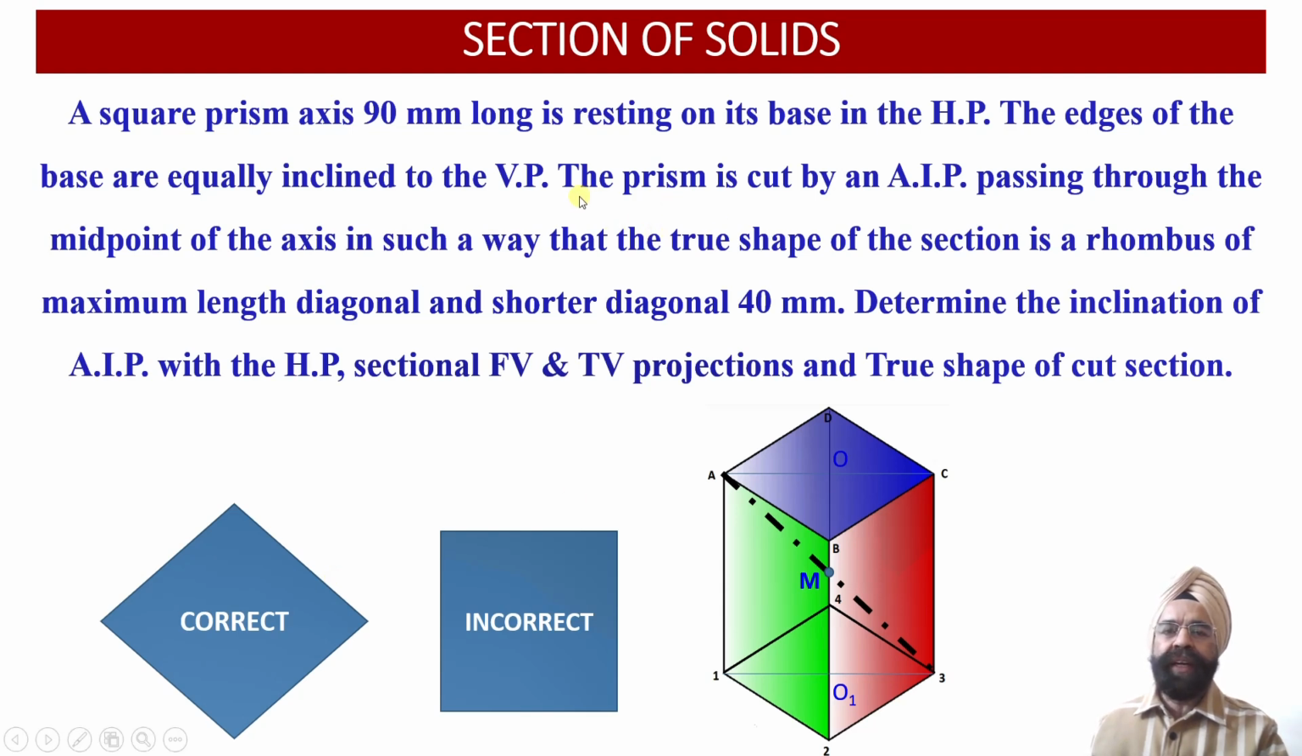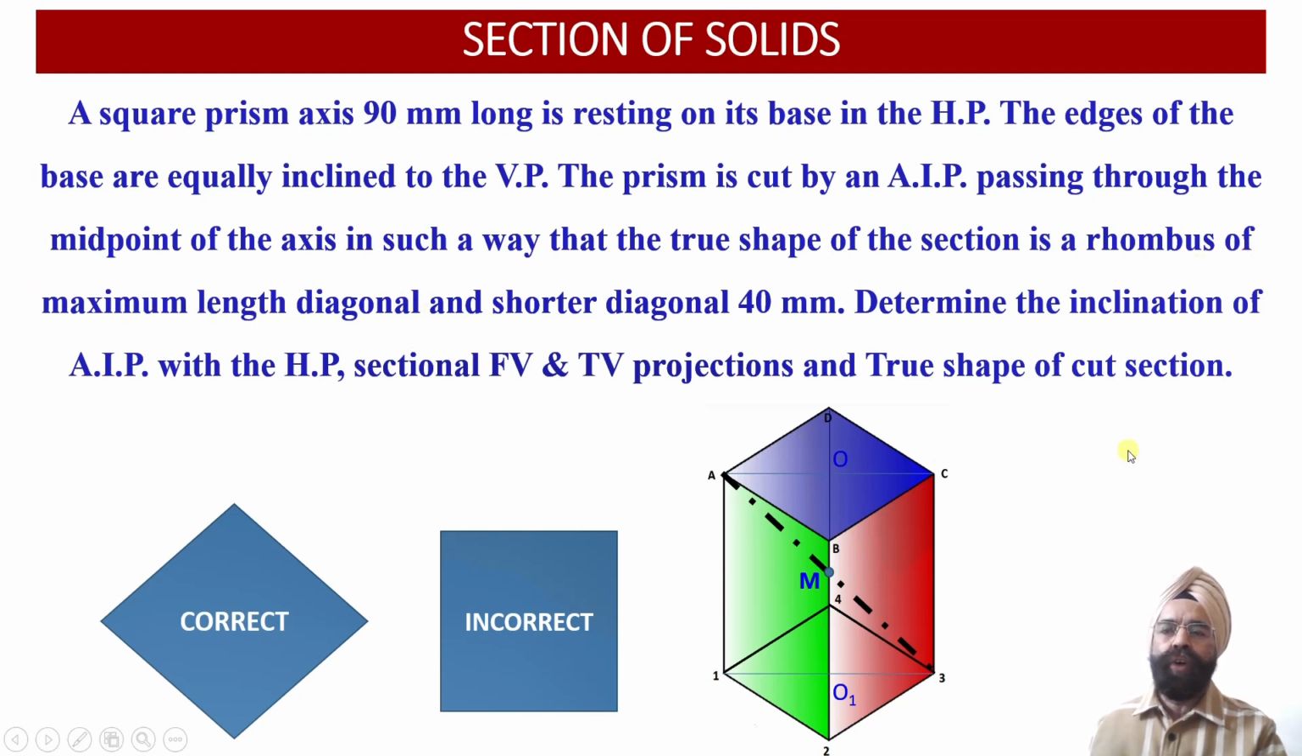Now we have been provided with the information that the prism is cut by an auxiliary inclined plane which is perpendicular to the vertical plane and inclined to the horizontal plane at a certain angle of inclination, and this auxiliary inclined plane, or the cutting plane, passes through the midpoint of the axis in such a way that the true shape of the cut section happens to be a rhombus of maximum length diagonal.